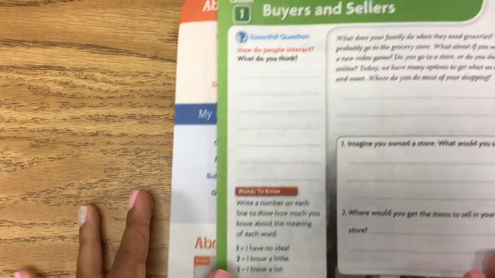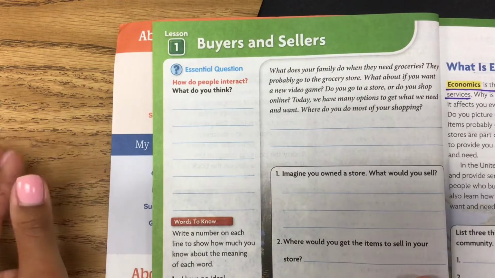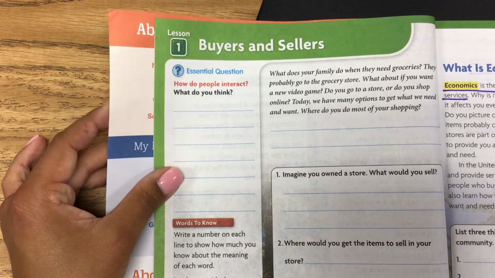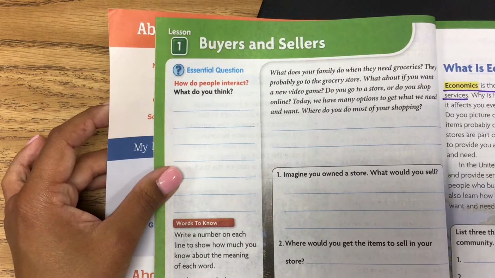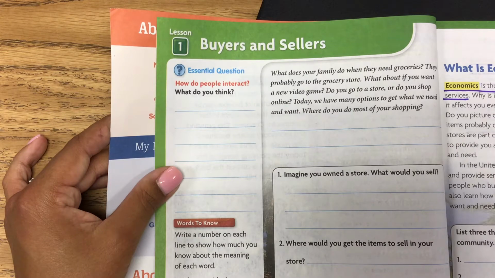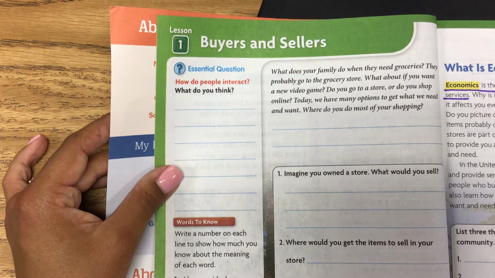Now go ahead and turn the page to 110 and let's read Lesson 1, Buyers and Sellers. What does your family do when they need groceries? They probably go to the grocery store. What about if you want a new video game? Do you go to a store or do you shop online? Today, we have many options to get what we need and want. Where do you do most of your shopping? Go ahead and write that down on the line there.